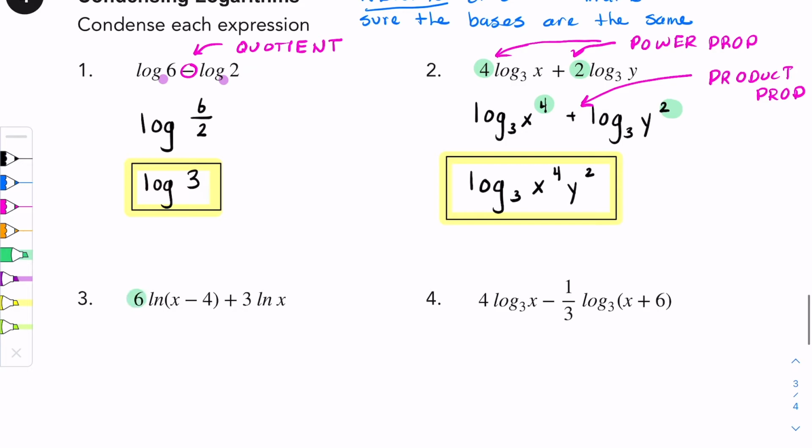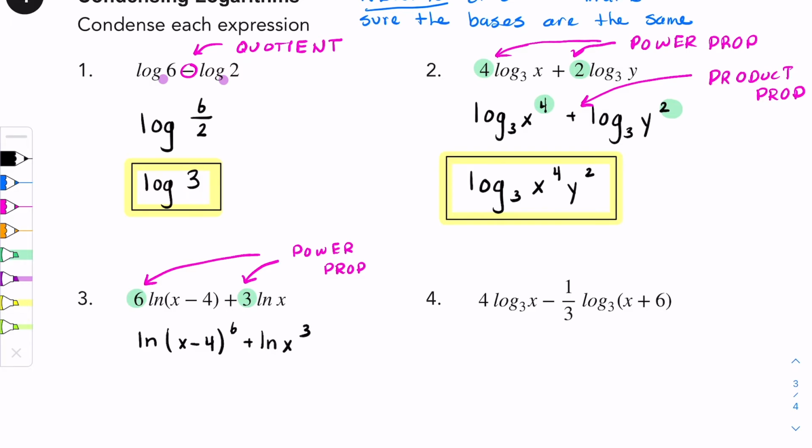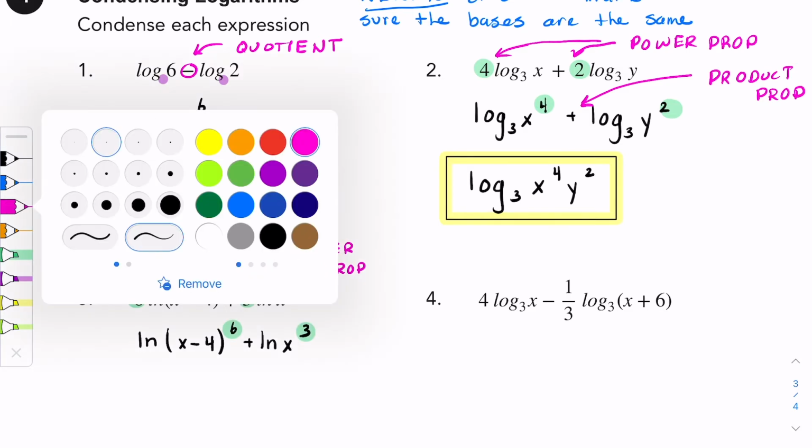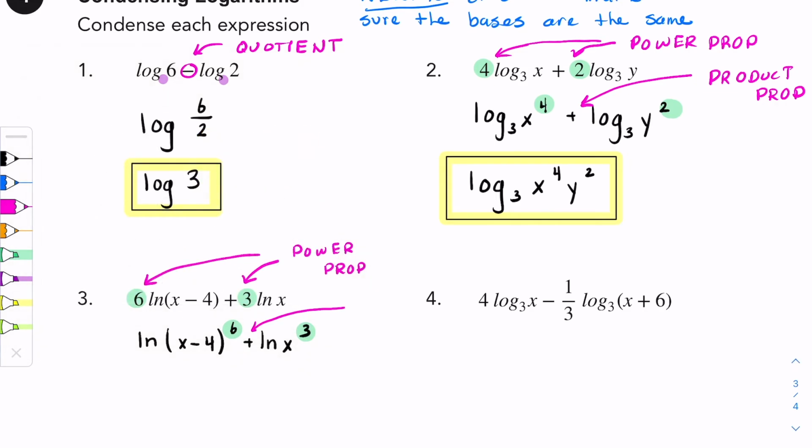Number 3: 6 times ln of x minus 4, plus 3 times ln of x. We're going to start with the power property. Rewriting this as ln of (x minus 4) raised to the power of 6, plus ln of x raised to the power of 3. The addition sign indicates the product property. I can write my final answer as ln of (x minus 4) times 6 multiplied by x cubed.